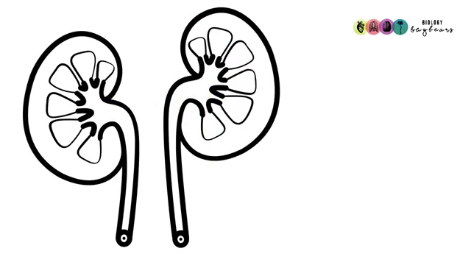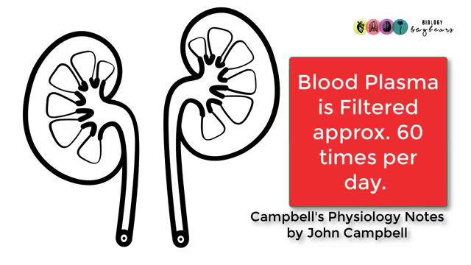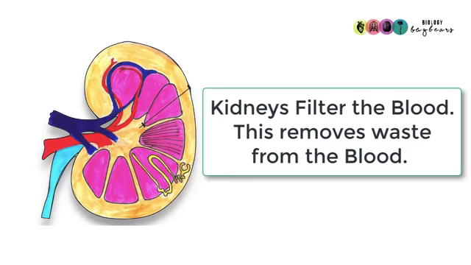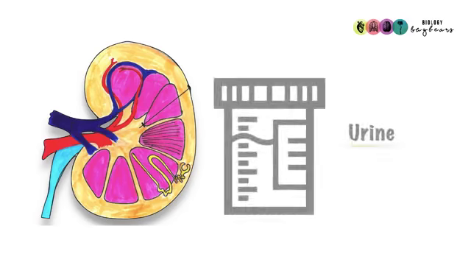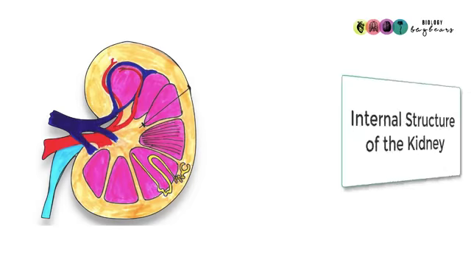Central to the urinary system are the two kidneys, and their role is to filter the blood. This is how the waste is removed from your blood, through filtration. It's said that your blood plasma is actually filtered approximately 60 times per day. Kidneys filter the blood, and this filtration removes the waste. The waste that is removed is known as urine.